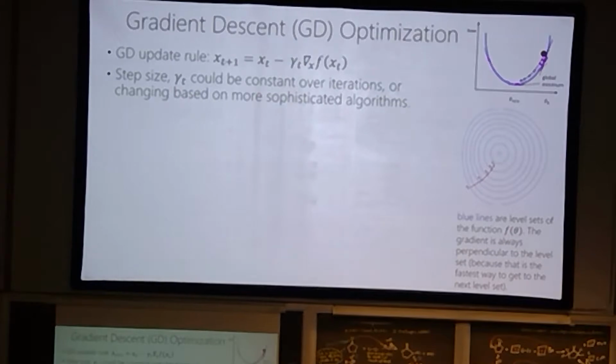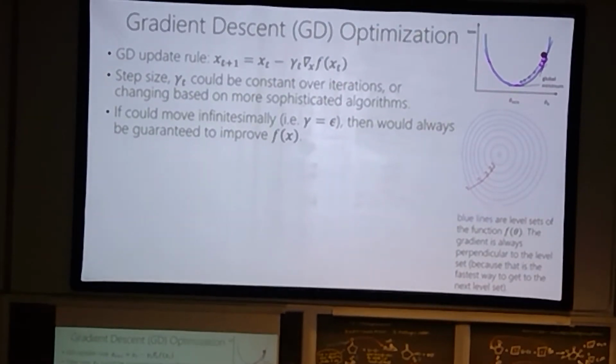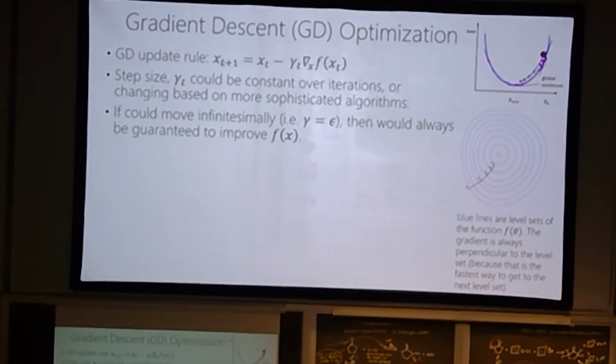So the step size could be constant, although as you can see here there's also a subscript t, so it could actually change at each iteration. We're not going to go into all the different algorithms for adjusting the step size, but there are many out there that you can read about and learn about in other classes. I also just want to point out that if you were to move infinitesimally small, if that step size was just this tiny little thing, then you would always be guaranteed to improve, because locally that is the point of largest increase, and you couldn't go wrong.